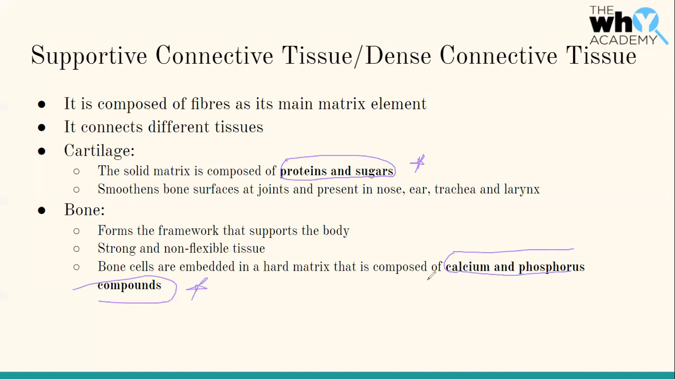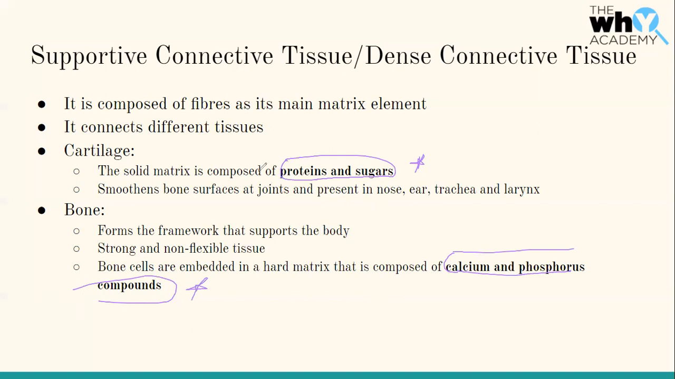Yeah, so this comes in the fill in the blanks definite question. They'll just say dash is the matrix for cartilage and dash is the matrix for bone. So you need to know that proteins and sugar form the matrix for the cartilage and calcium and phosphorus compounds are the matrix for the bone, right? Okay.